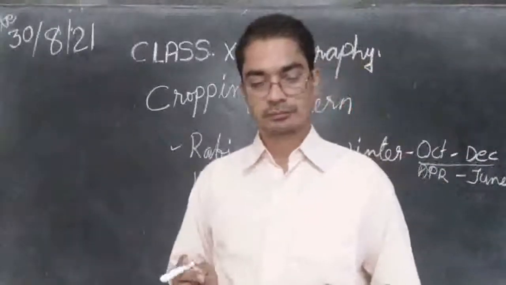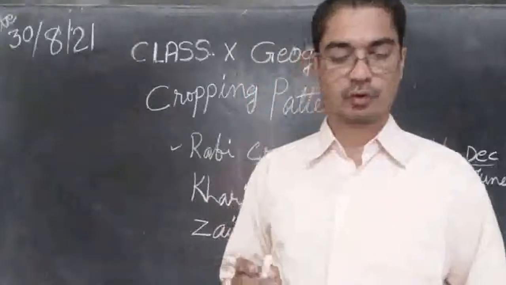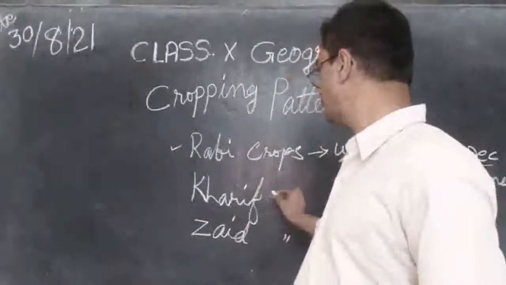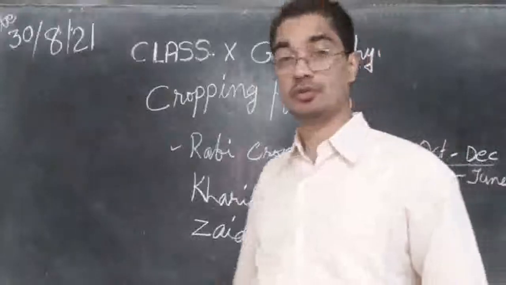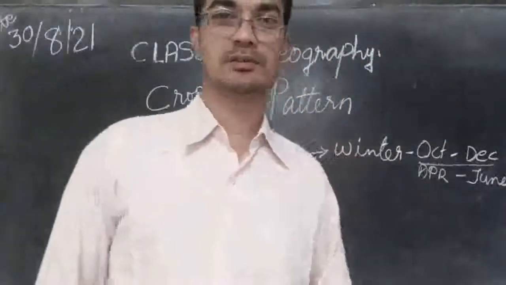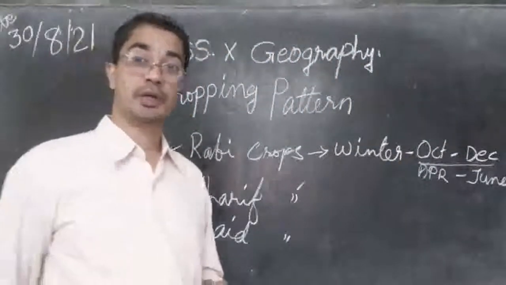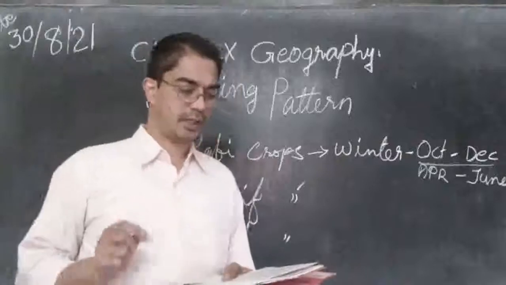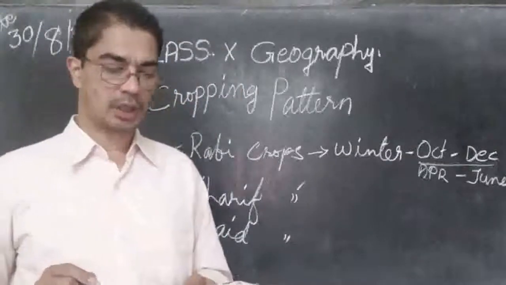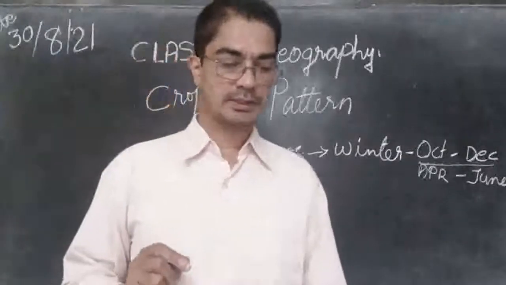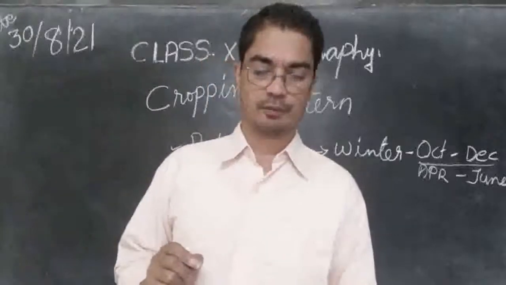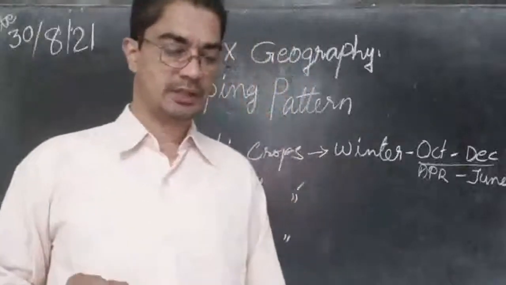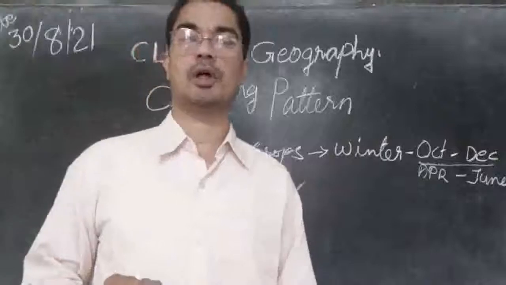Then another type of crop is the kharif crop. So the winter crops are over. Now let us see about kharif crops. The kharif crops are grown with the onset of monsoon in different parts of the country. These are harvested in September, October.